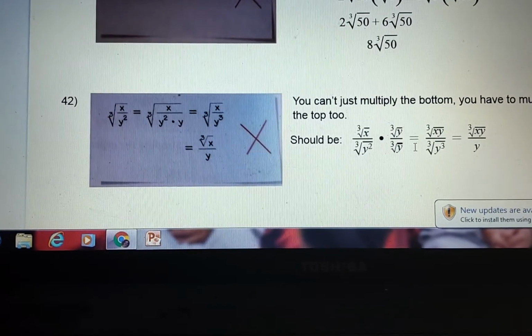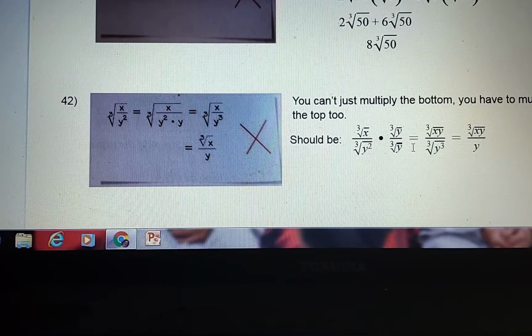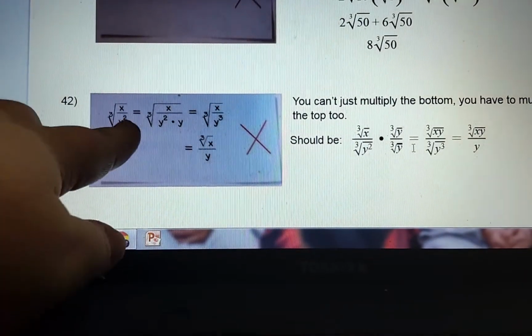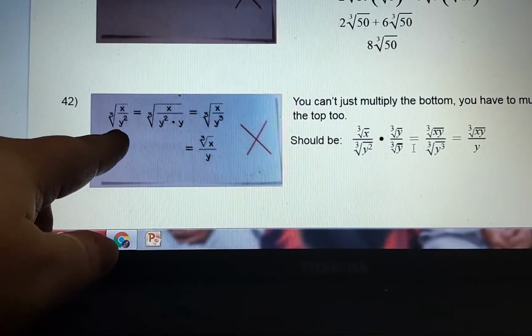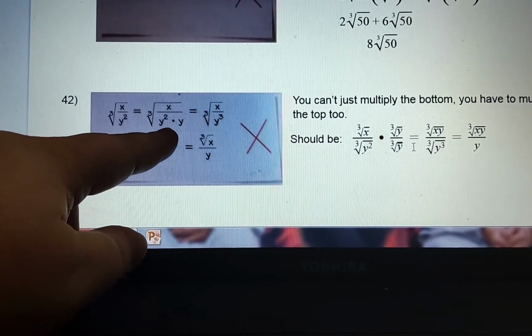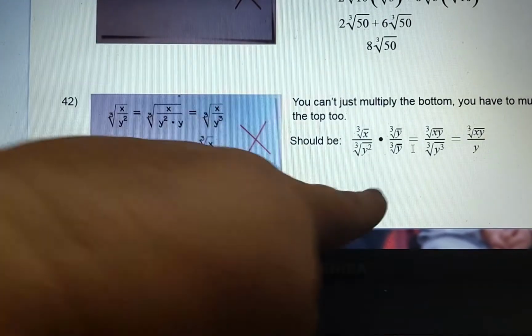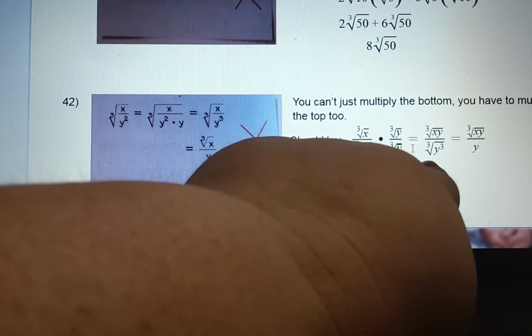Okay, 42. Let's see, what did they do? Oh, they tried to turn the bottom into a y cubed, which is what they need. But when they multiplied the bottom by y to make it y cubed, they had to also multiply the top by y, so that they end up with the third root of xy over y.